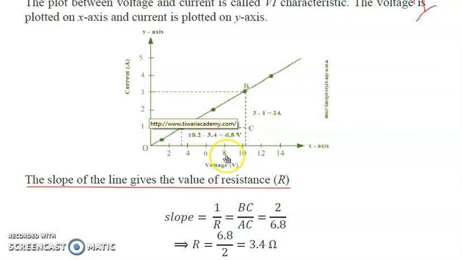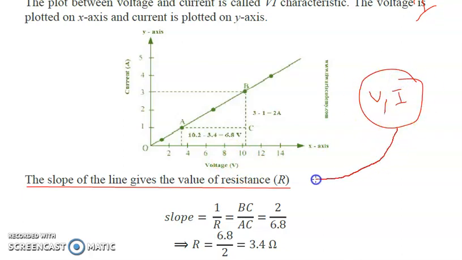It means whenever we plot a graph between voltage and current, slope will give us the resistance. Slope means how this graph is behaving. So slope will give us the resistance part. But what important thing you need to keep in mind is that while plotting the graph between potential difference and current, you need to have potential difference on the y-axis and current on the x-axis. Then it will give the resistance.